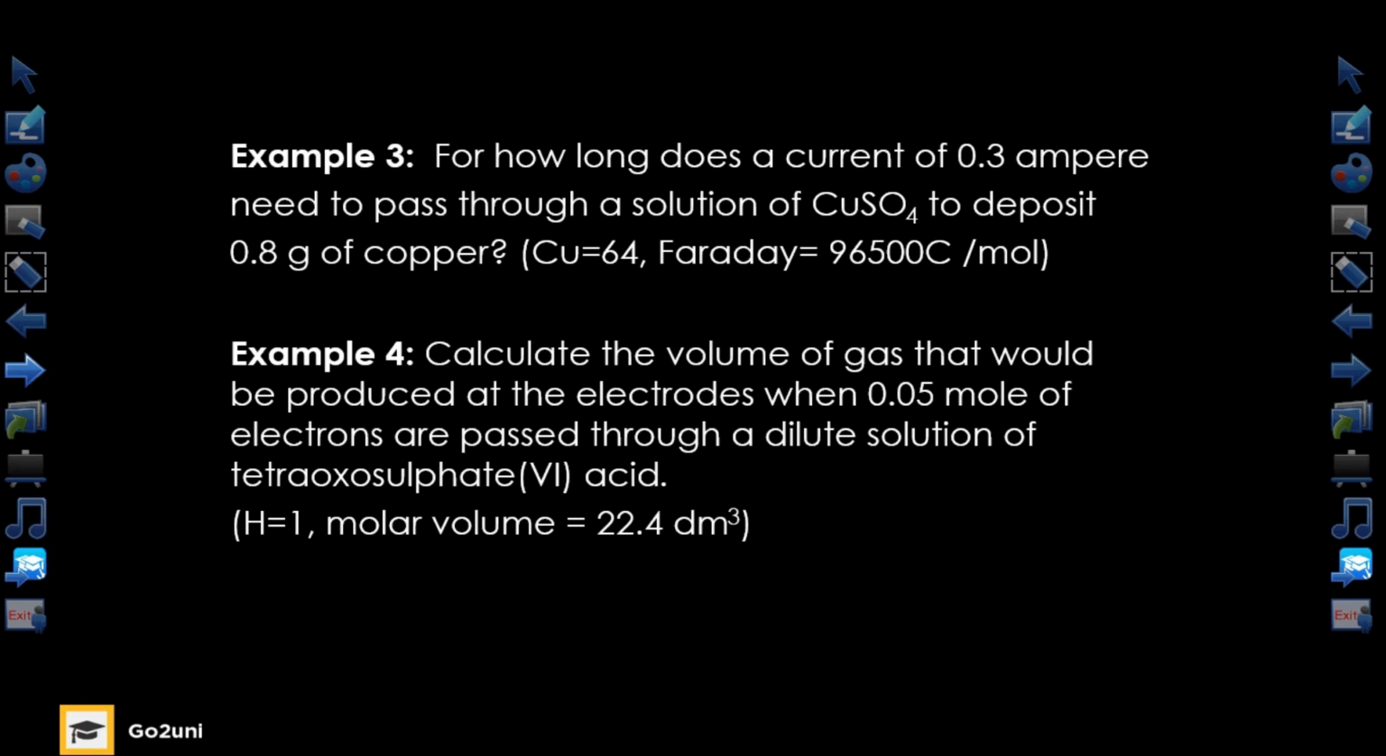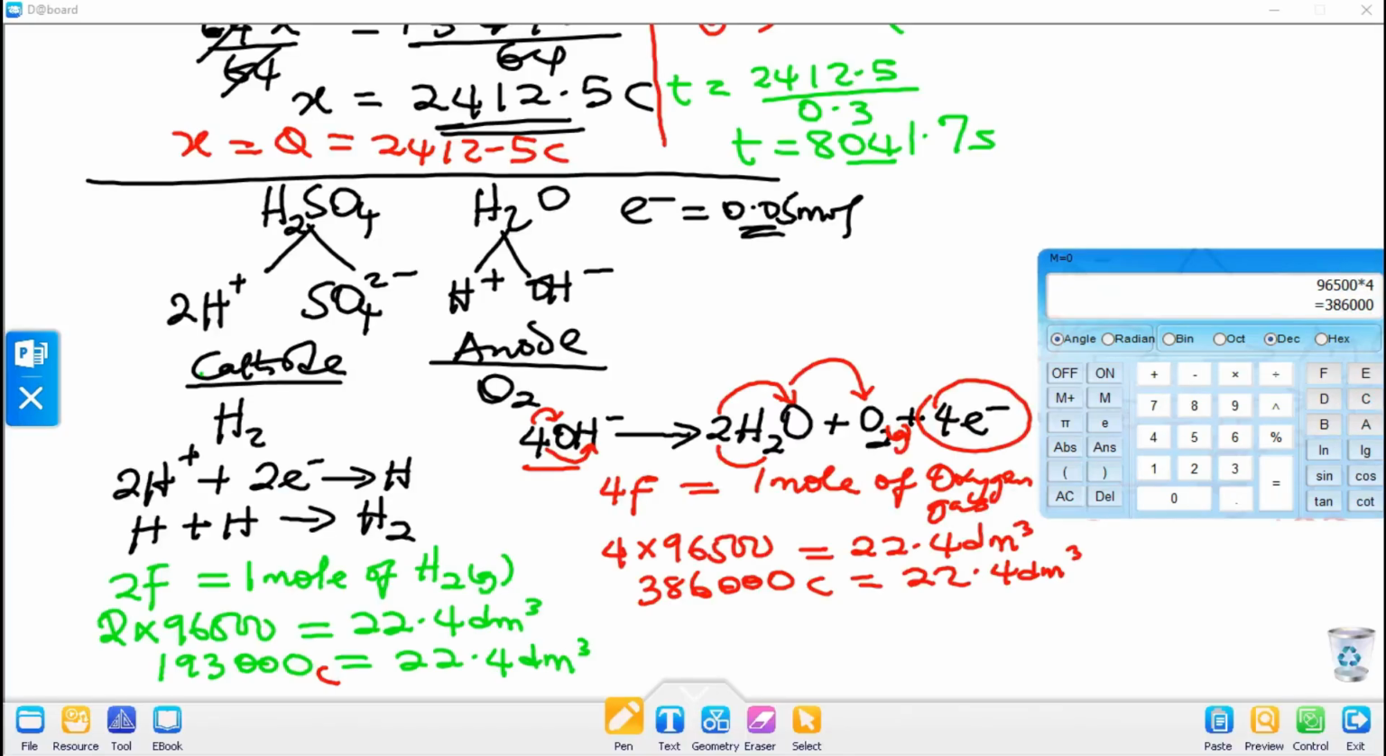So when we talk about moles of electrons, we still make reference to charge, because electrons have to do with charge. When electrons flow, it is charge that is flowing, because they flow as electricity, currents of electrons. So from the equation here, 193,000 coulombs gave us 22.4 dm cube. That is from the normal equation. For oxygen also, 386,000 coulombs gave us 22.4 dm cube of oxygen gas.